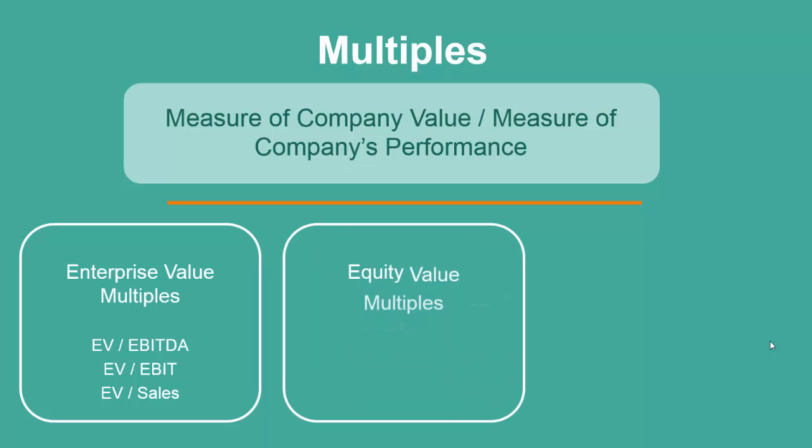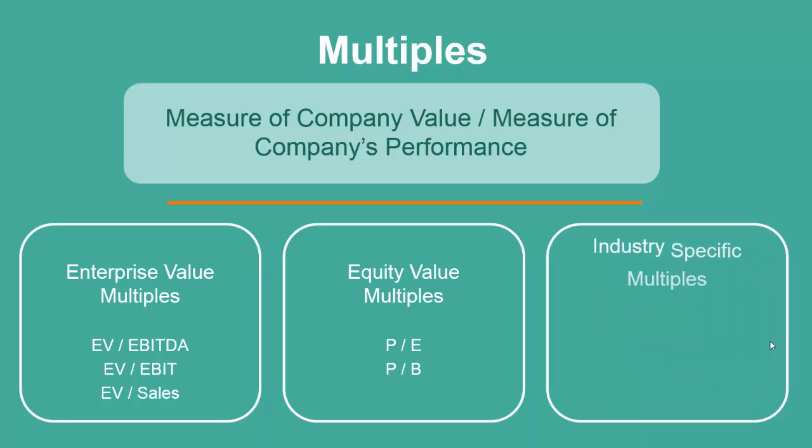The second type of multiple we can look at is the equity value multiples. These look at a company's value in terms of equity value, so essentially market cap, over the measure of a company's performance, which relates strictly to only equity in the capital structure. Some examples of this are price to earnings and price to book.